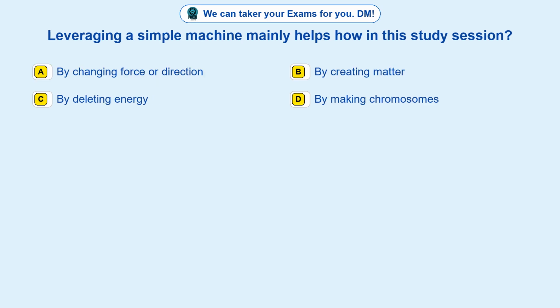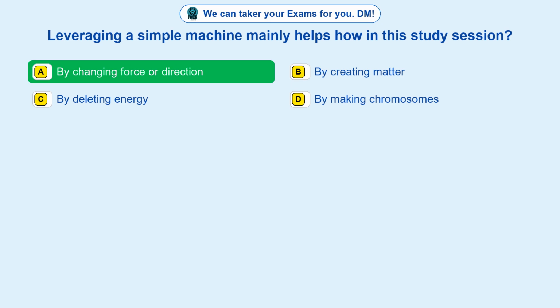Question 63. Leveraging a simple machine mainly helps how in this study session? Option A, by changing force or direction. Option B, by creating matter. Option C, by deleting energy. Option D, by making chromosomes. The correct answer is option A.